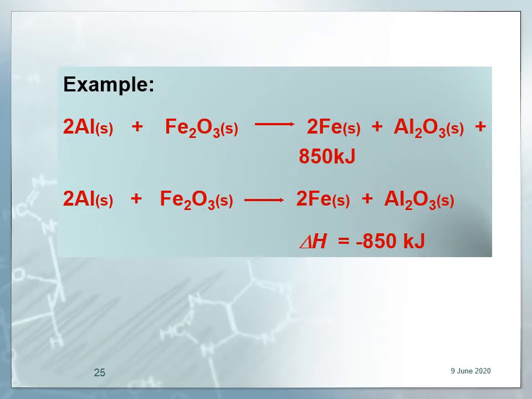For example, in the thermite reaction, the reaction of aluminium and iron(III) oxide produces a great amount of heat. Heat is given off, so the value must be negative. This reaction is used for cutting or welding railroad track.